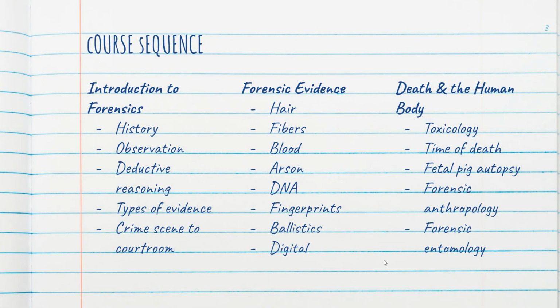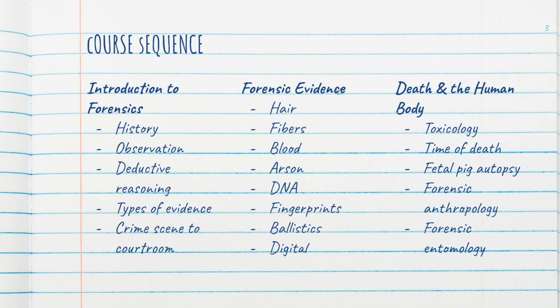So this course can be broken down into 3 distinct units or 3 distinct chunks. And those 3 chunks are going to be spread out over the course of the year. So the first chunk that we'll look into is the Introduction to Forensics. We'll talk about the history of forensic science, go into the observational skills necessary for forensic science, get into deductive reasoning, gloss over the types of evidence, and then learn about the pathway we take from crime scene to courtroom.